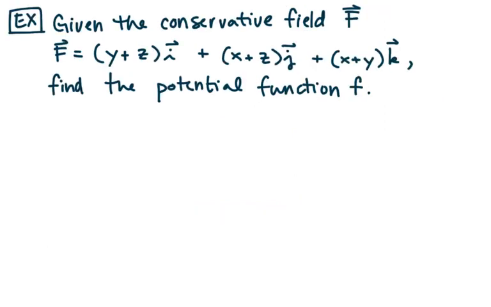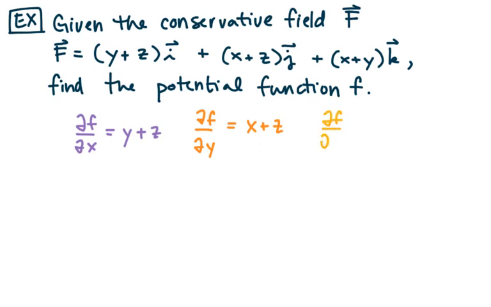So let's look at finding the potential function again. Here we have a function that's going to be three variables because we have x, y, and z here. So we know the field is conservative, and if it is conservative, that means we can find a potential function. So I'm going to go ahead and start. I'm going to label my partials. Partial f with respect to x is y plus z. Partial f with respect to y is x plus z. And partial f with respect to z is x plus y.